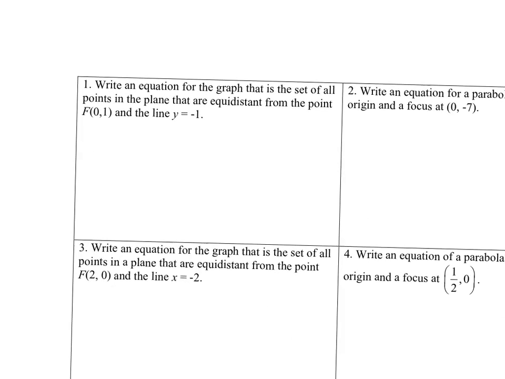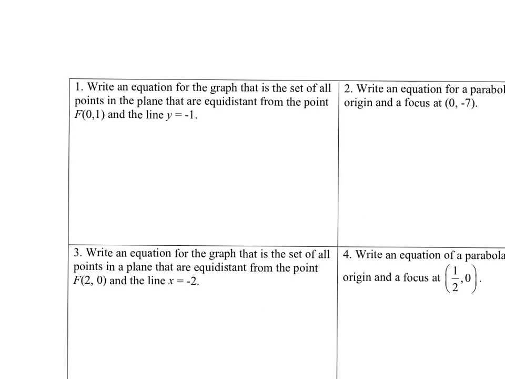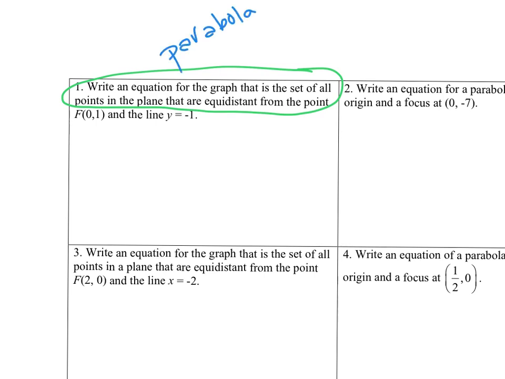So the first one, write an equation for the graph that is the set of all points on the plane that are equidistant from the point. What does this mean? Okay, this is the definition of a parabola. So this is just saying, give me an equation of a parabola that has a focus at 0, 1. So I always draw sketches for these. And the line, this would be your directrix at y equals negative 1.